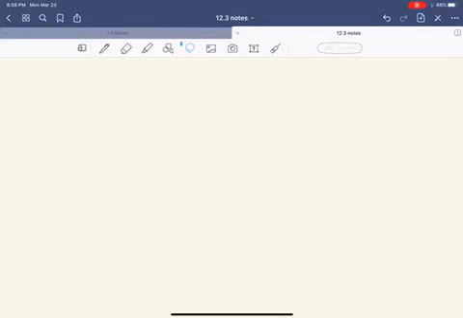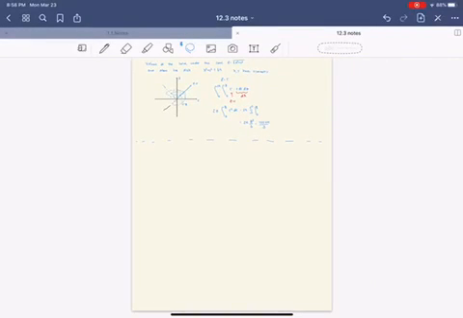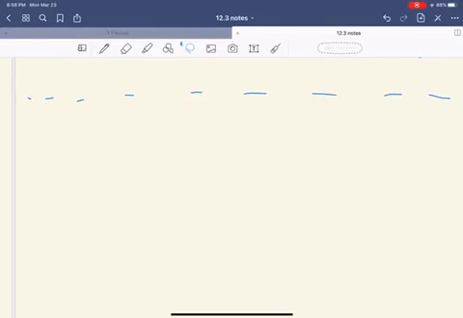Welcome back. We're going to do this next integral. Now, this integral is what's called the Gaussian integral. Okay?